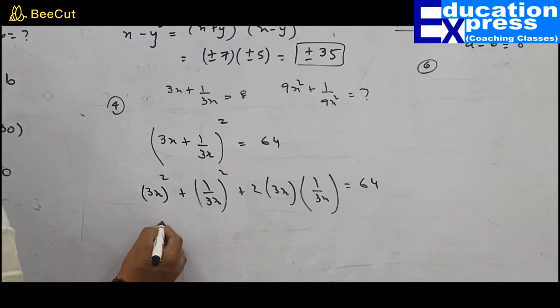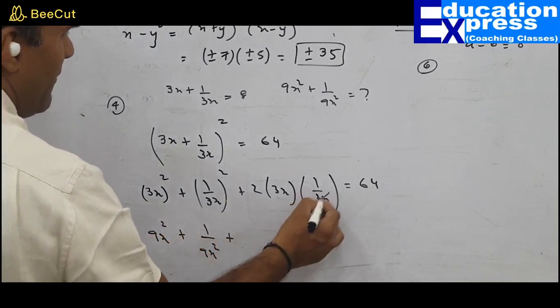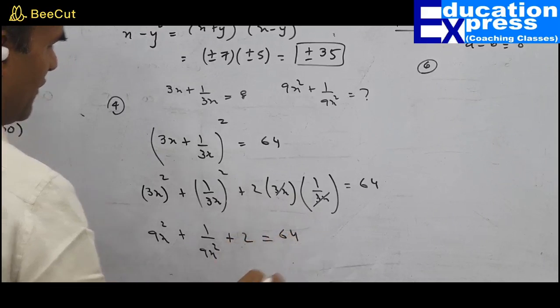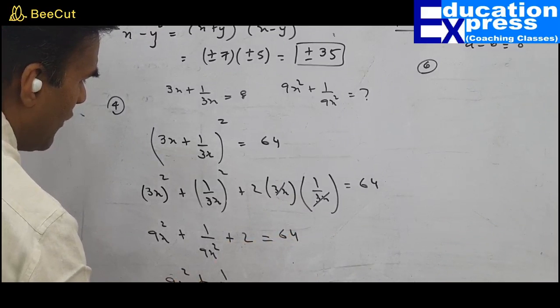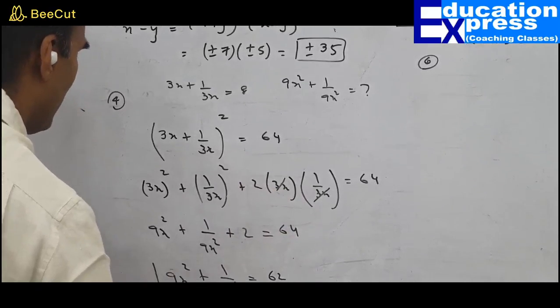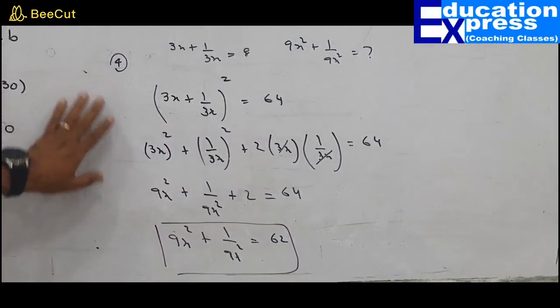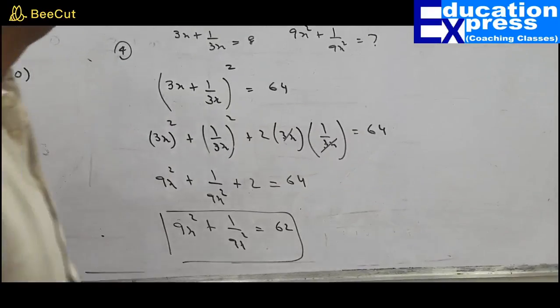This will result in 9x square plus 1 upon 9x square plus 2, as 3x gets cancelled. What remains is 2, and the right side is 64. So 9x square plus 1 upon 9x square will give you 64 minus 2, that is 62. I hope it's very certain and clear with this. So the question was very simple. The only thing is we need to handle it with lots of discipline.